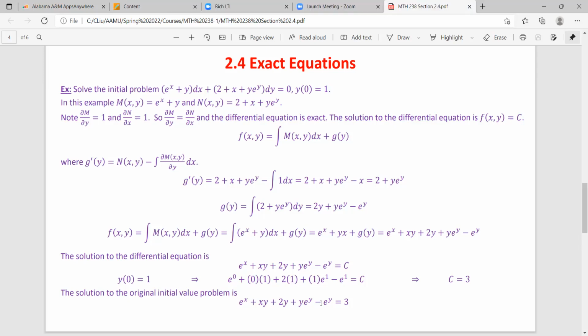It always involves quite some steps when you do exact equations. There's no easy method or easy way to solve it. You have to follow these steps strictly to find the solution. So what you do, just practice and do the homework, so you get familiar with the procedure.